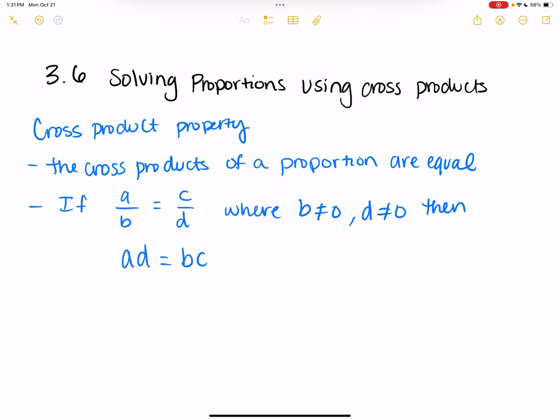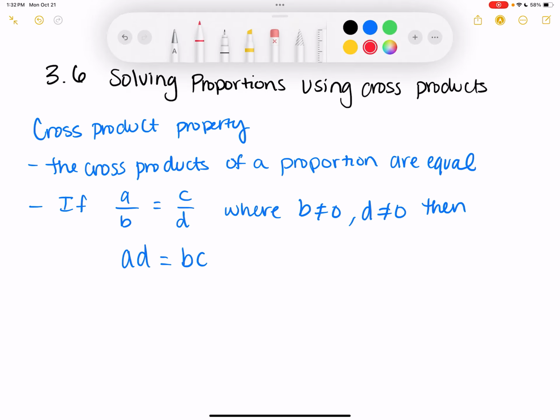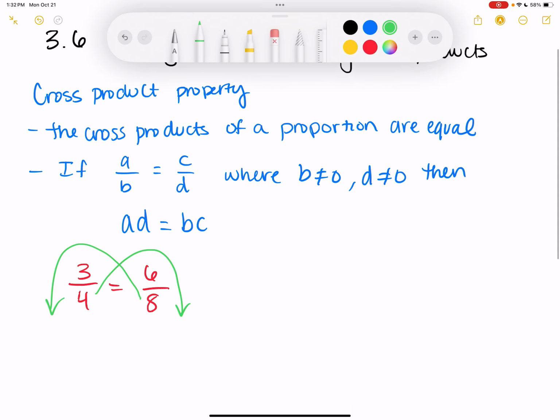So the way my teacher taught me was be the pretzel. So if you have something like 3 over 4 equals 6 over 8, you're multiplying up and over, and so it kind of looks like a twisted pretzel, like Auntie Anne's. So 8 times 3 is equal to 4 times 6. 24 equals 24.